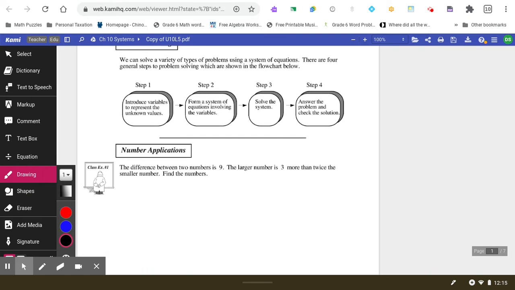You're going to want to get variables to represent the unknown values. You're going to want to form equations. You can have 2 equations, right? Form a system, that means 2 equations. And then you're going to want to solve. And of course, you can solve using any of the options we have presented. If it says algebraically solve it, you're going to want to use either elimination or substitution. And of course, make sure you answer the problem and check the solution.